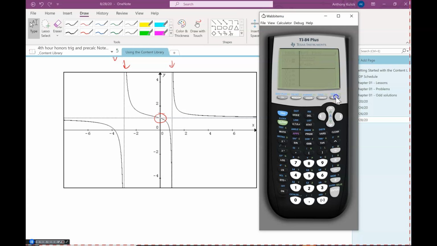The upside is you get a really nice looking graph. But you can't see it because I'm on that old stupid window. I just violated my own rule of using zoom standard instead of pressing graph. Ugh. Is everybody okay with that idea?